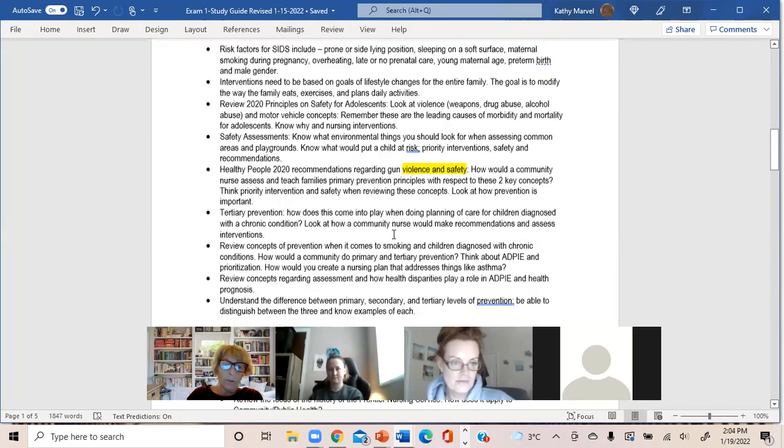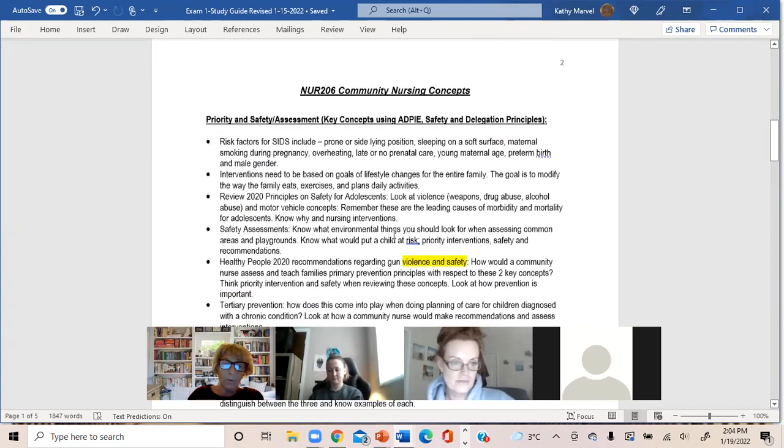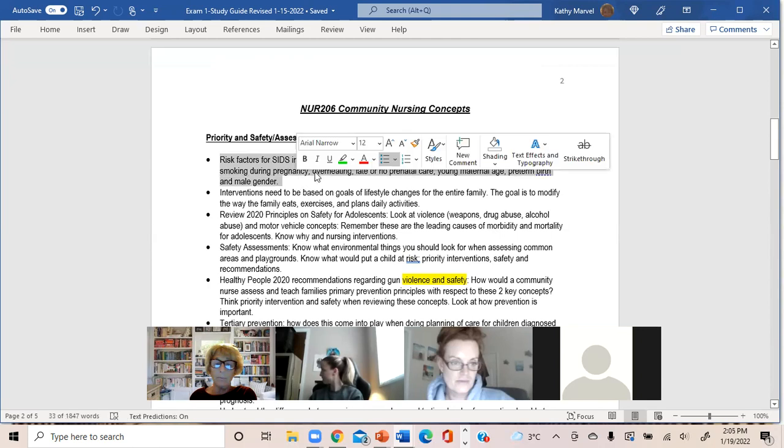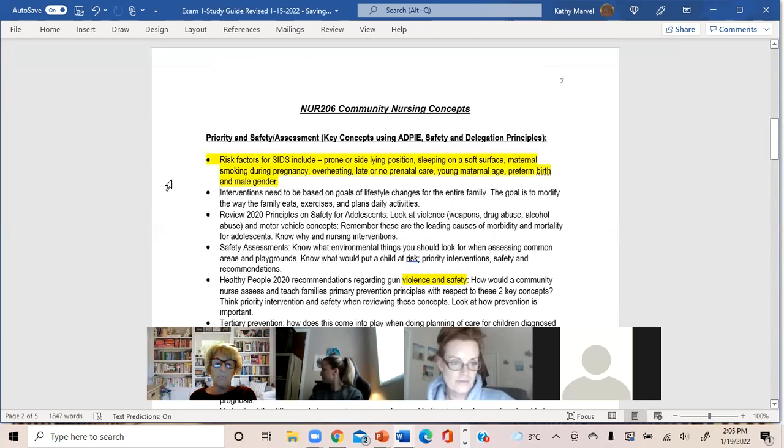So we'll just review some of this. It's broken out into top key nursing concepts. First is priority and safety. Key concepts using ADPI, safety and delegation principles. So let's just take the first one and think about, if you were going to get a question about this, what would it be? So let's see, risk factors. This is saying we need to know risk factors for SIDS include prone or side-lying position, sleeping on a soft surface, maternal smoking during pregnancy, and it goes through 3 or 4 more.